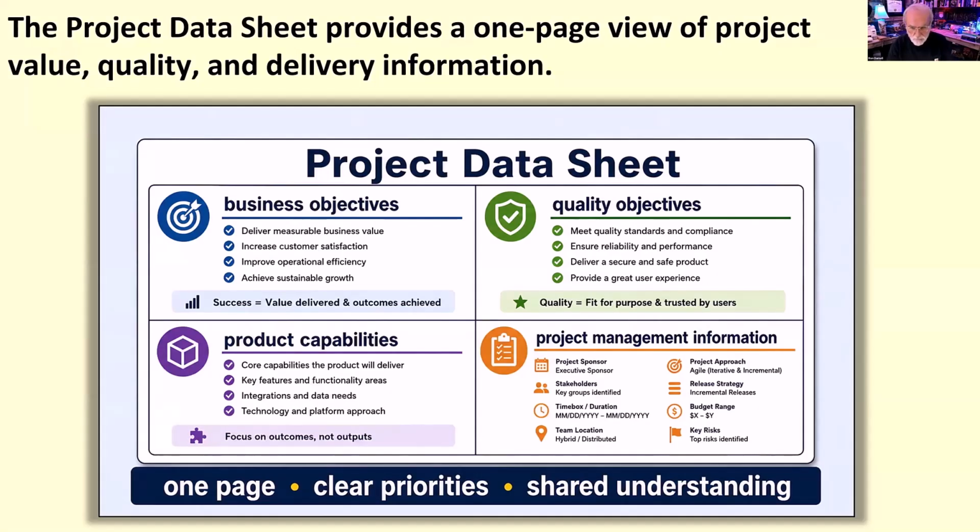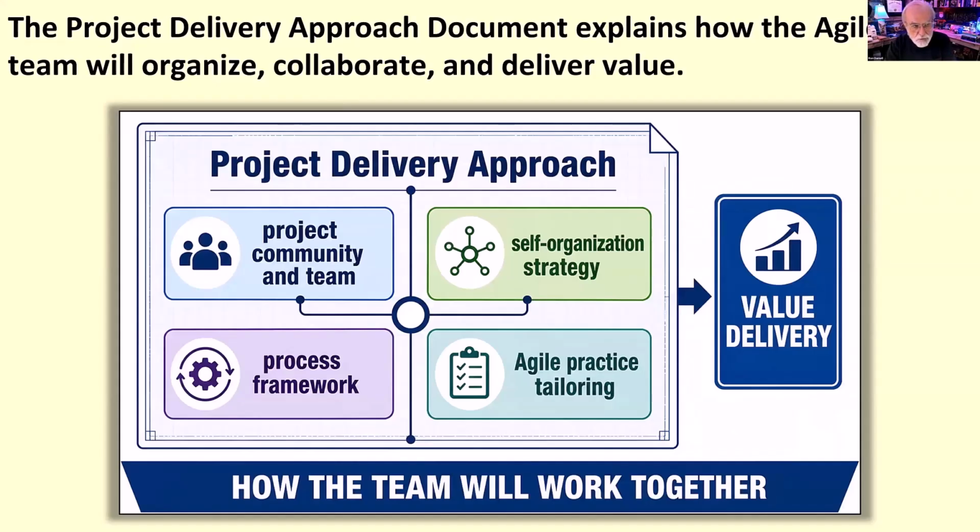And again, this is a part of the Envision phase because we're still clarifying the direction, context, and success factors before we move on to the next Speculate phase. And then the delivery approach document. This is a document that explains how the Agile team will organize, collaborate, and deliver value. And it's an important artifact because it explains how the team intends to work. A strong product vision tells the team what value it wants to create, but the delivery approach explains how the team will collaborate, organize responsibilities, use an Agile framework, tailor practices, and communicate progress.